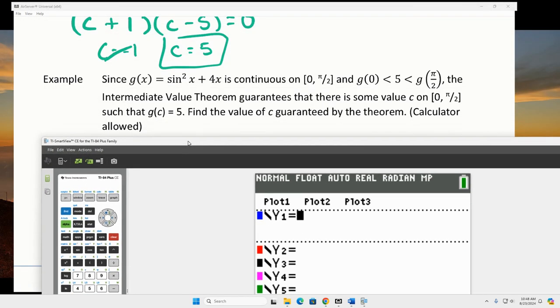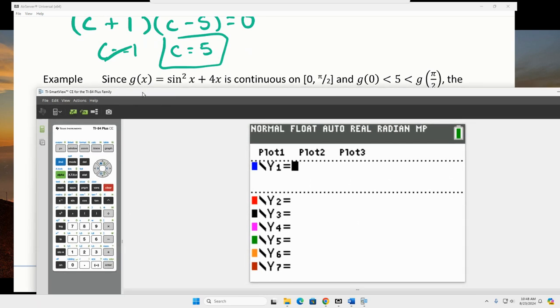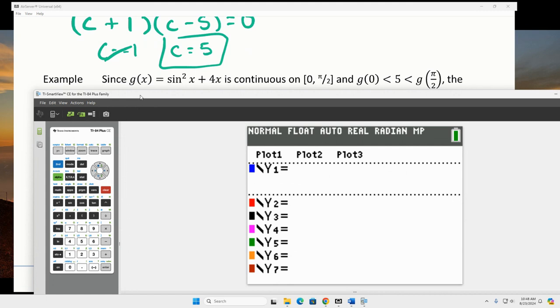So what we're going to do on this one is go to y equals and type this in. Oh, do you guys know how to do sine squared? I think you taught us once. I did. So we're going to do sine of x, close the parentheses, squared. If you don't do the parentheses, it squares the x and not the sine.